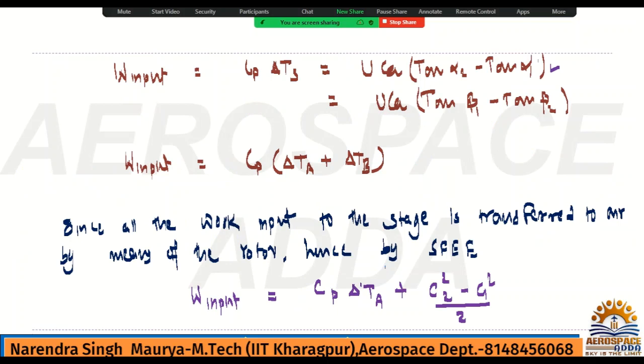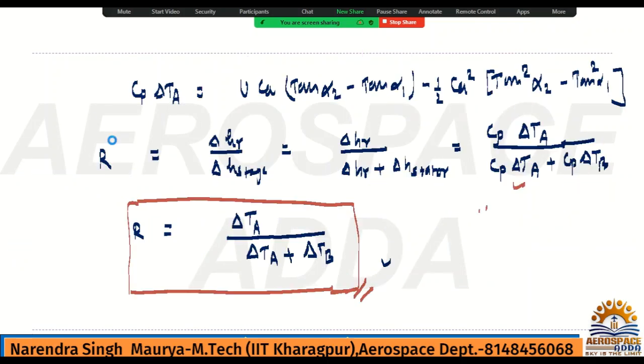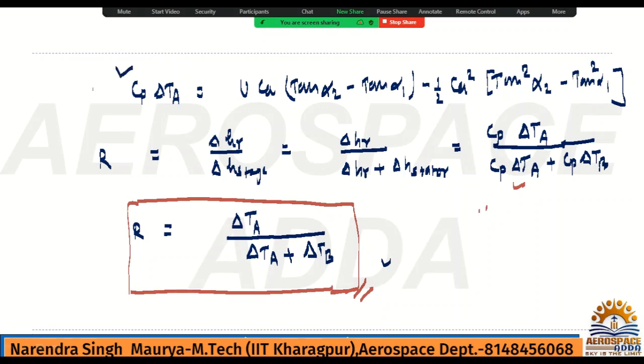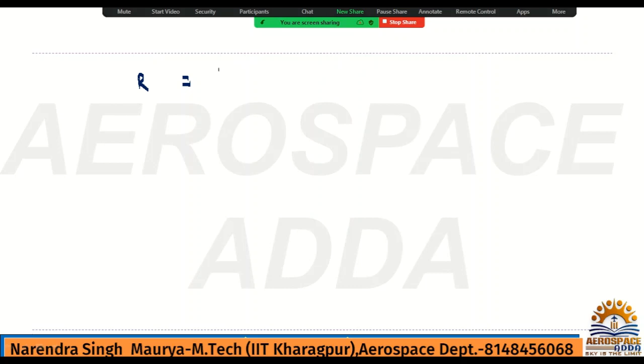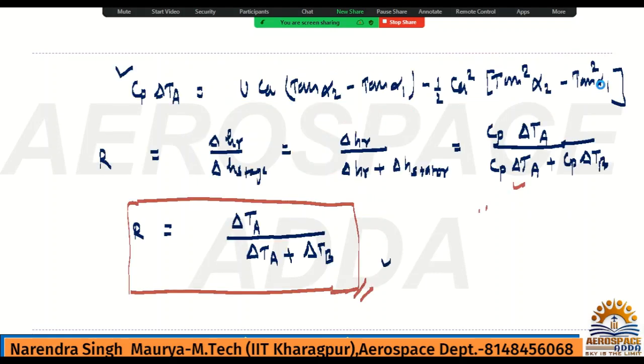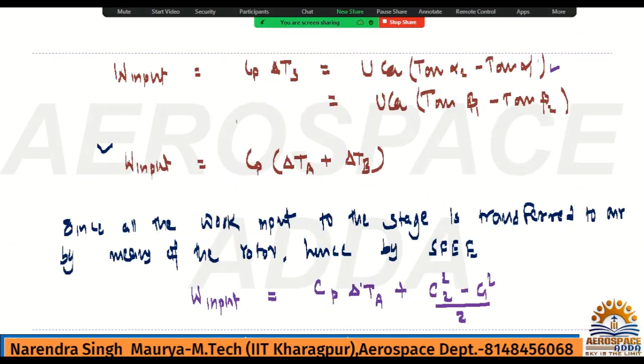It is already mentioned somewhere. And here, see, this is another formula. This is the one thing. Second thing, if you write alpha 1, beta 1, alpha 2, beta 2, then how to write this? So you can write R is equal to Cp delta Ta. Just now Cp delta Ta you have calculated. See, this is the Cp delta Ta. So this value is nothing but U Ca tan alpha 2 minus tan alpha 1 minus 1 by 2 Ca squared, tan square alpha 2 minus tan square alpha 1, divided by work input. What is the work input in terms of alpha 2, alpha 1? See, this is Cp here. See, this is the work. Any formula you can write. You can write in terms of alpha 2 or alpha 1 or beta 1, beta 2. Anything you can write.